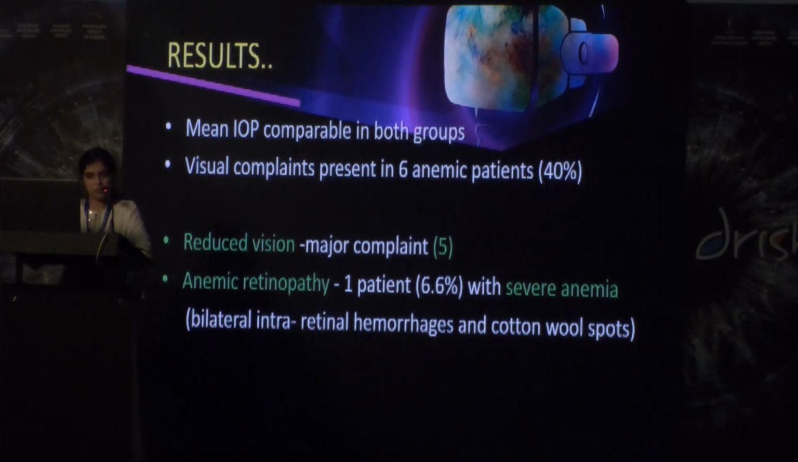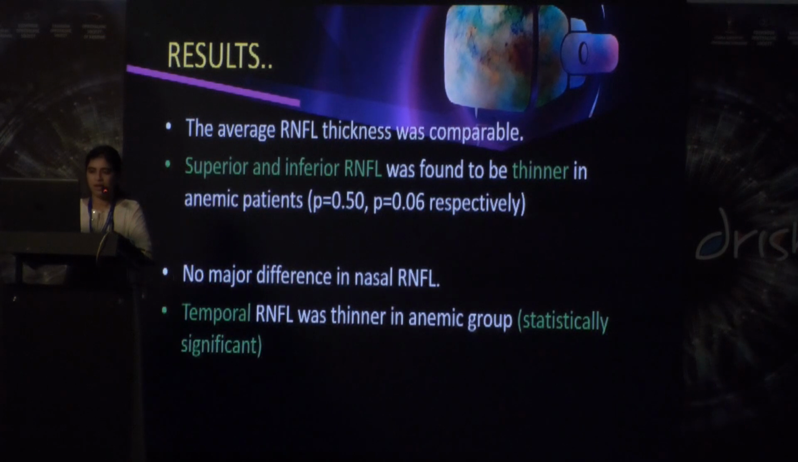Mean intraocular pressure was comparable in both the groups, and visual complaints were present in 6 anemic patients, that is 40% of the cases, out of which reduced vision was a major complaint. Severe anemic retinopathy finding was present in only one patient, that is 6.6%, with severe anemia, and that included bilateral retinal hemorrhages and cotton wool spots. The average RNFL thickness was comparable.